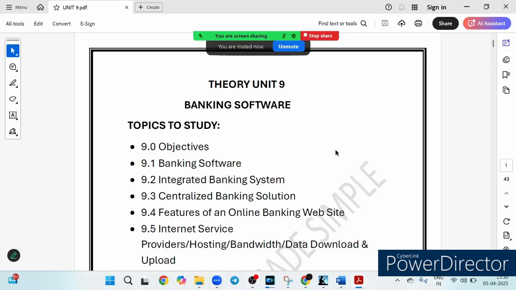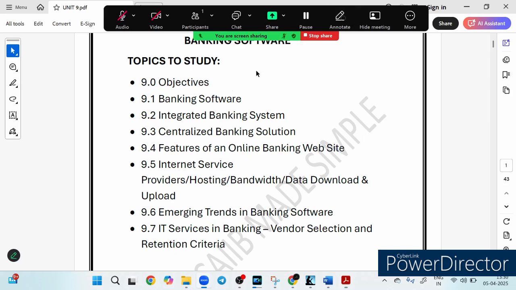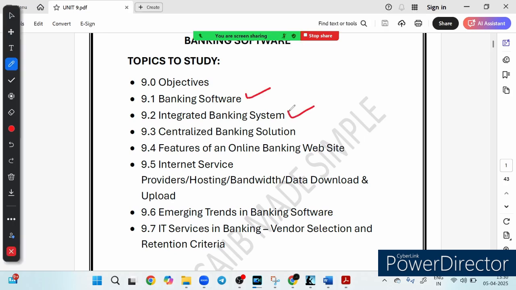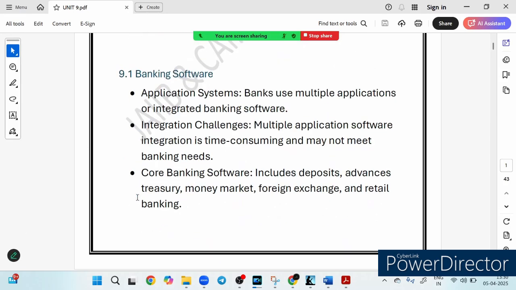This is our IT&DB unit number 9 theory portion. Chapter name is banking software. Let's see what are the topics which we have to study in this particular chapter. We will see the introduction, banking software, integrated banking system, centralized banking solution, CBS, features of online banking website, internet service. I think this topic we will cover in this particular lecture and the rest of the topics we will cover in the upcoming lecture. So let's get started with the banking software.